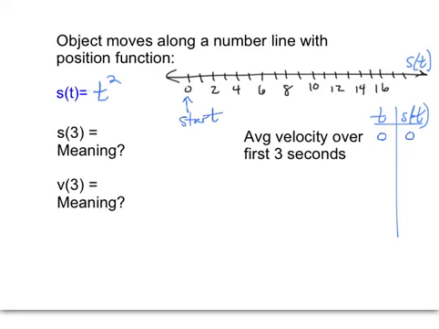Then after 1 second, where are we? After 1 second, we are at 1 on that number line that I've drawn. After 2 seconds, we are at 4. After 3 seconds, we are at 9 on that number line. And after 4 seconds, we're all the way over to 16. You can see we're accelerating.